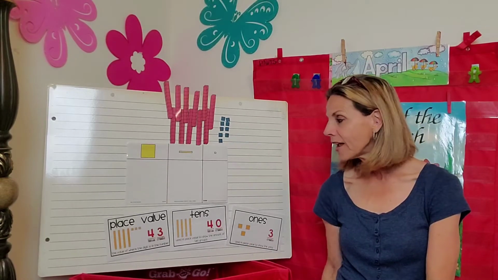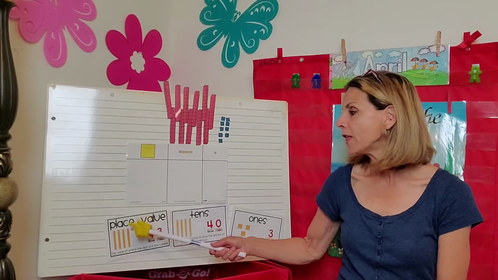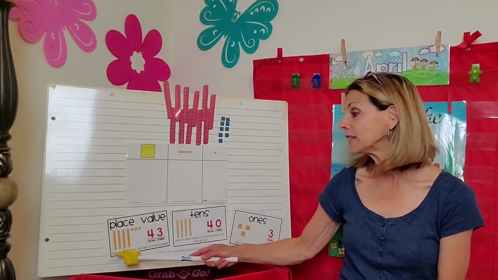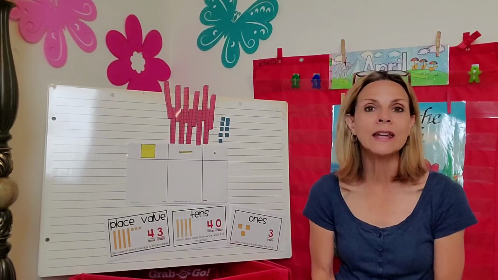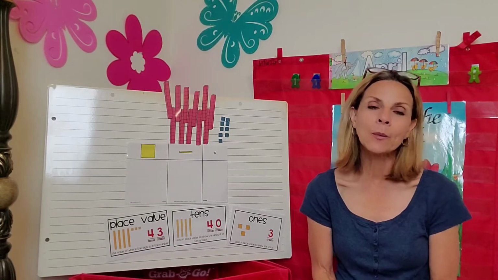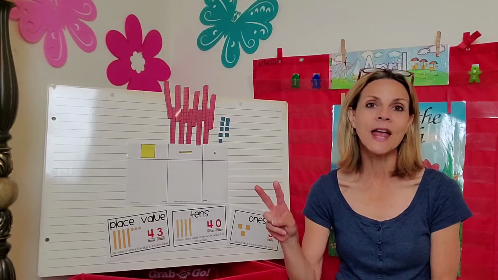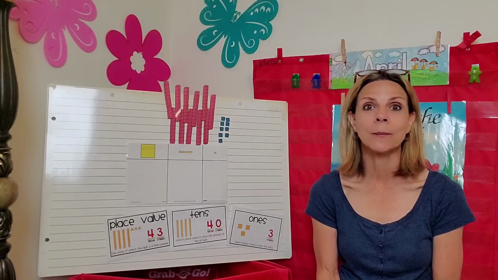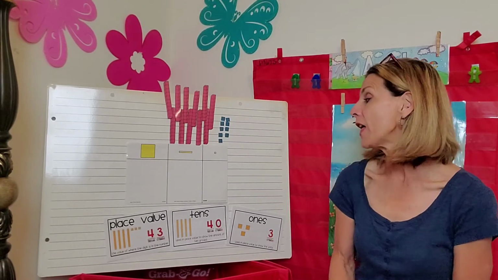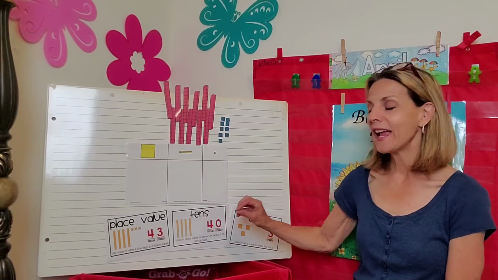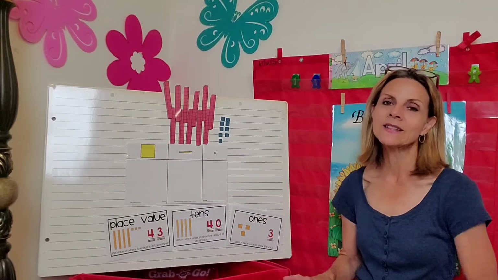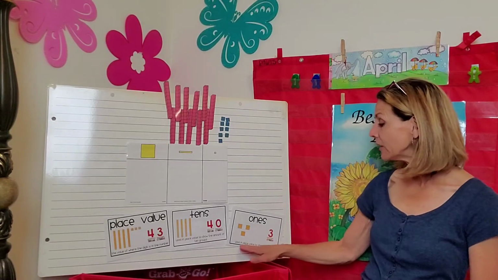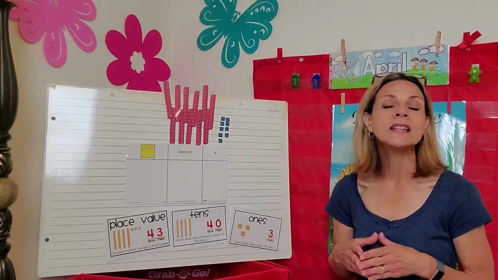So I have on my board here a little poster that just reviews what place value is. Place value is the value of where a digit is in a number. Now we were working with two-digit numbers before the break, and we were learning that in a two-digit number there are two place values. There's the tens position and there's the ones position. Now let's talk about the ones position. So the ones position is used in place value to show single units.